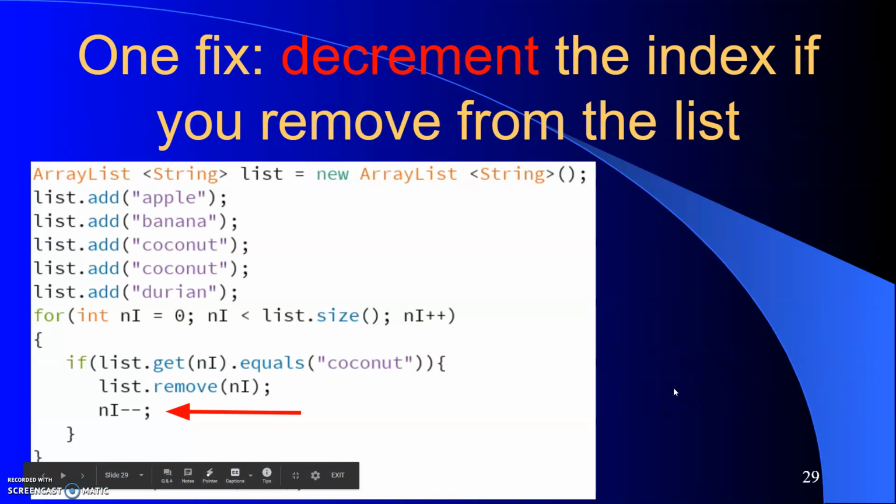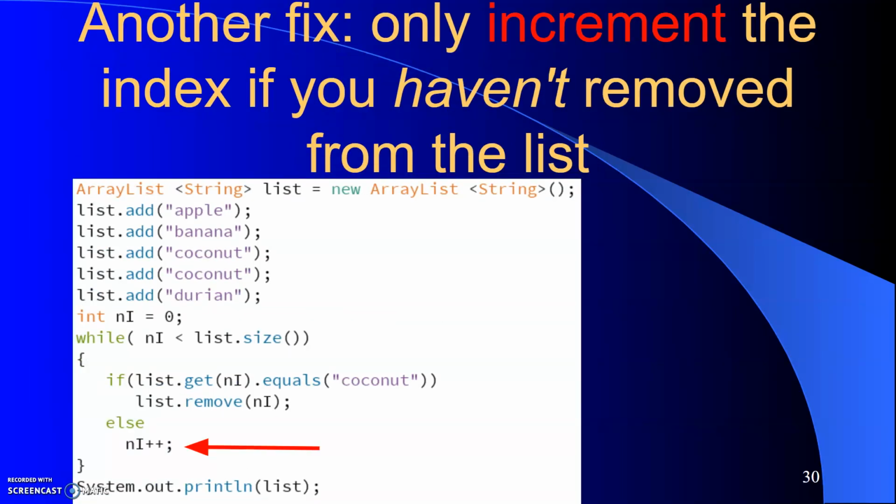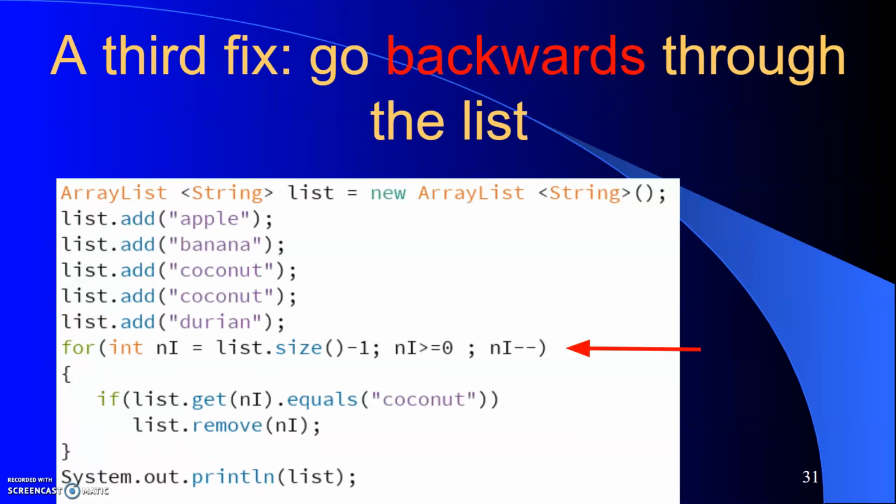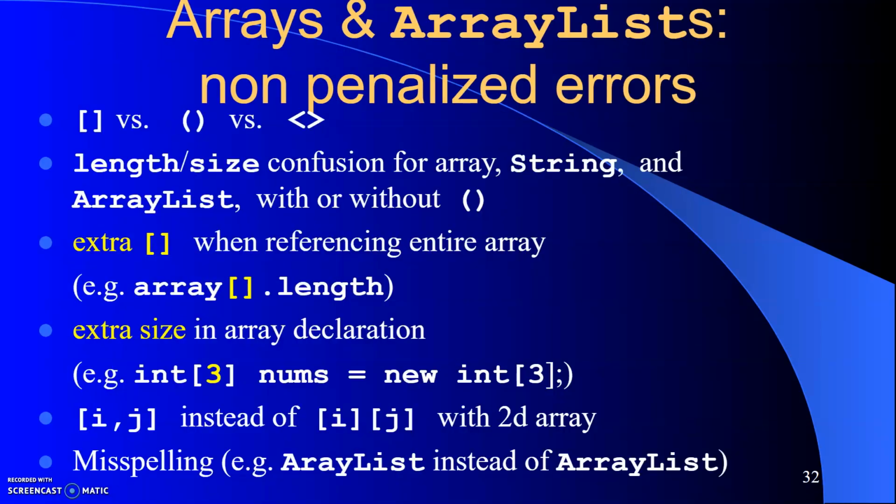One is when you remove from an ArrayList, you can go back to that same position and check it again and see if something moved into that position that you want to remove. A second approach is only go to the next position if you don't remove from the list. And then a third option is to go backwards. If you go backwards, you're moving in the same direction that the elements are shifting, and you're not going to skip over anything. All of those work. Whatever makes the most sense to you is fine. Any way you avoid the trap is fine.